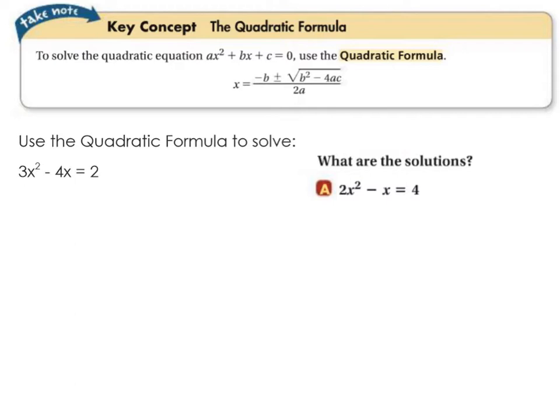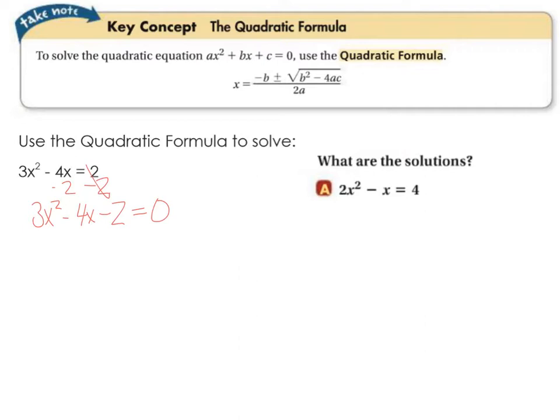So for this first equation, this is the same equation that was on the previous page, so we should already know the solutions for this. Now we're going to find those solutions again using the formula. First it needs to be in standard form, so I'm going to take this 2 and move it over. That means I need to subtract the 2 from both sides. So I get 3x squared minus 4x minus 2 is equal to 0.